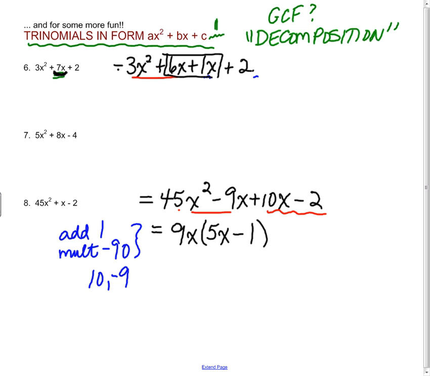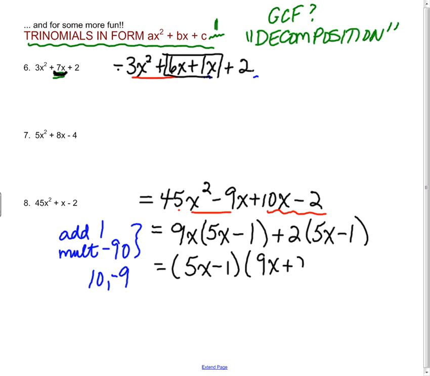For the second two terms, my greatest common factor would be 2. In the brackets, well, we know what we're aiming for. 5x, check, and minus 1, check. So final answer would be that common factor of 5x minus 1 times the leftovers 9x plus 2.